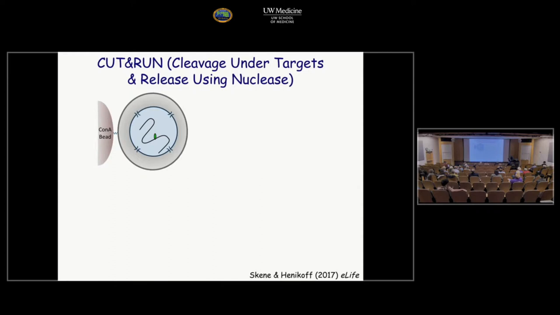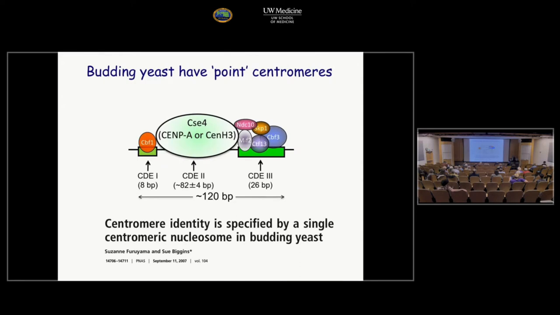This gives me the opportunity to talk about what we were interested in doing, which was following up on Sue's work and actually determining just what is in this 80 base pairs. What is that particle? A nucleosome should be 150 base pairs, but this is much smaller. Over the years, we've been focused on this question, and I'm just going to give you one bit of evidence that we think explains what's actually in here.